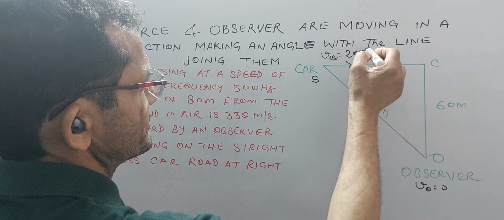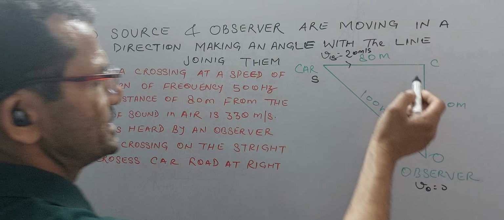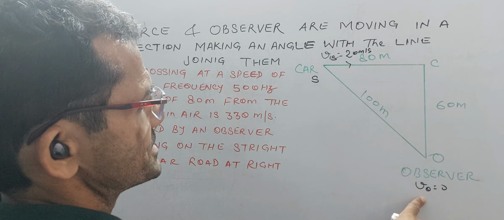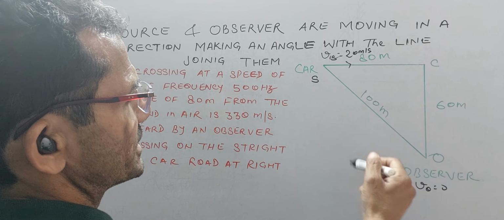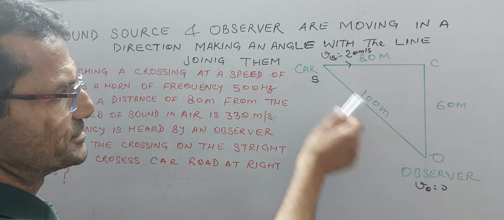The source moves with a velocity of 20 meters per second, and our observer is at rest. The car is not moving along the line joining the source and the observer. The car is moving along a path that makes some angle theta with that line.